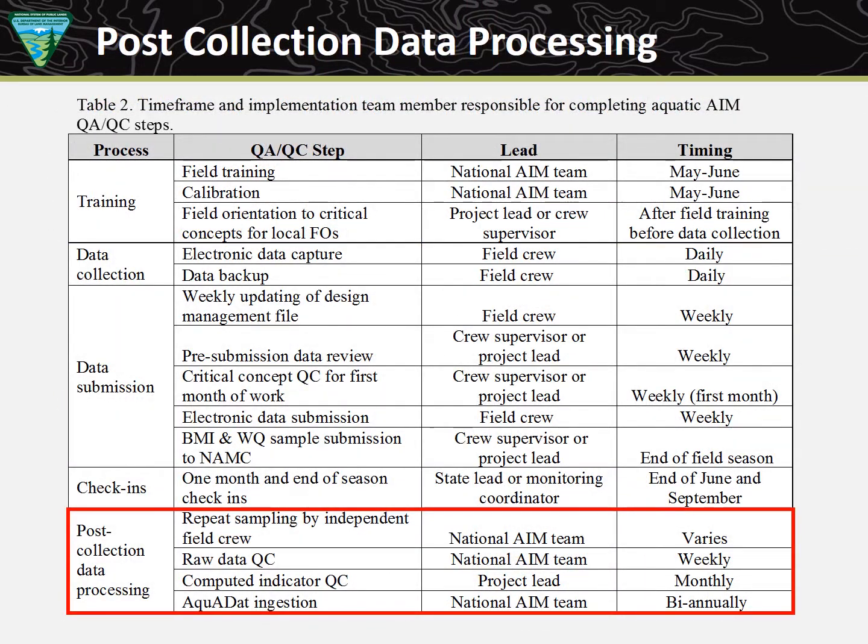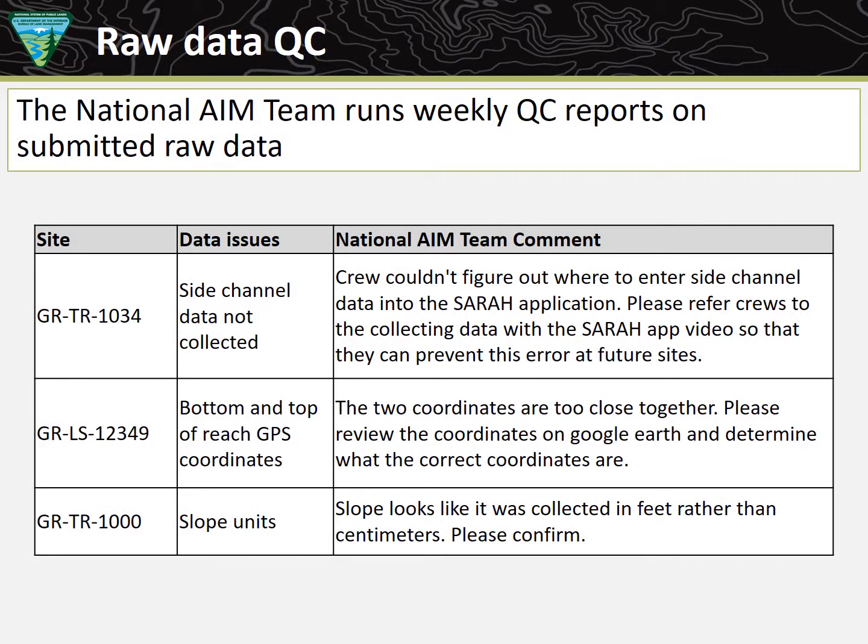The final steps in the QA/QC process occur during post-collection data processing. The National AIM team runs weekly QC reports on submitted raw data. Checks include missing data, typical value violations, logic checks, and outliers. Crew supervisors, project leads, and field crews may be contacted with specific data questions generated from QC reports if further information is needed to resolve issues.